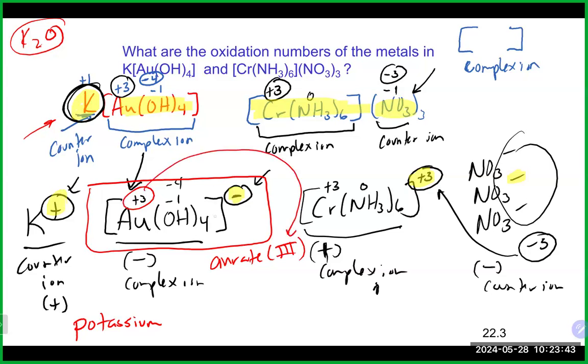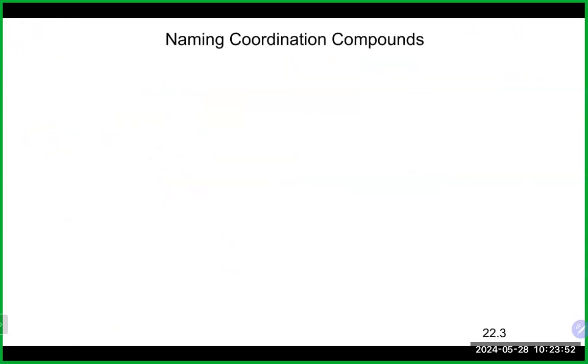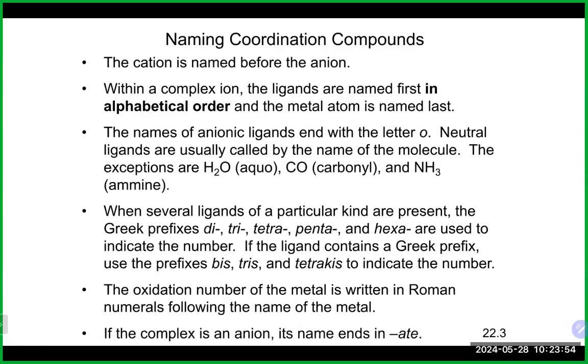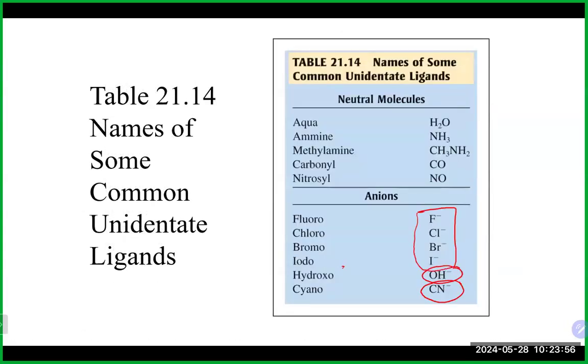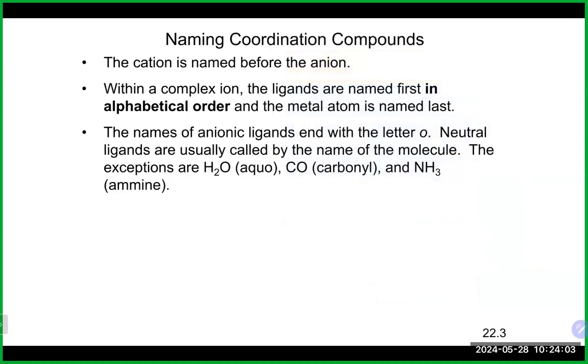We have 4, and the prefix for 4 is tetra. And hydroxide, again, doesn't go by hydroxide here. It does go by hydroxo, as we saw right here. Hydroxo. So we would use hydroxo here, and that would be tetrahydroxo.